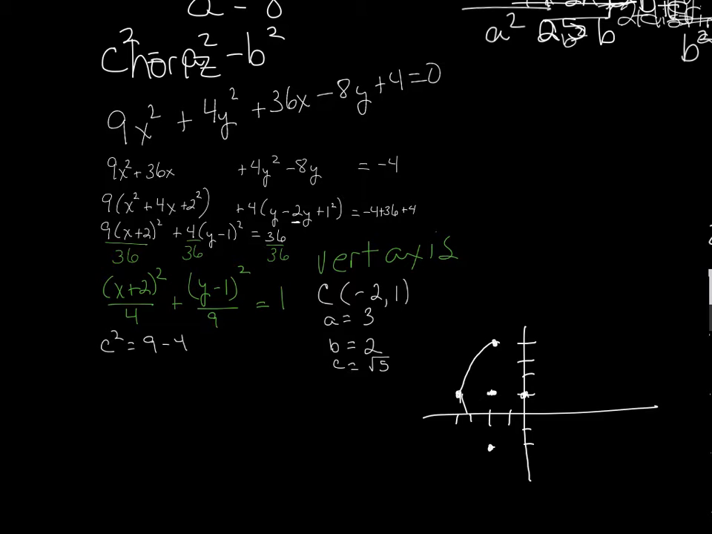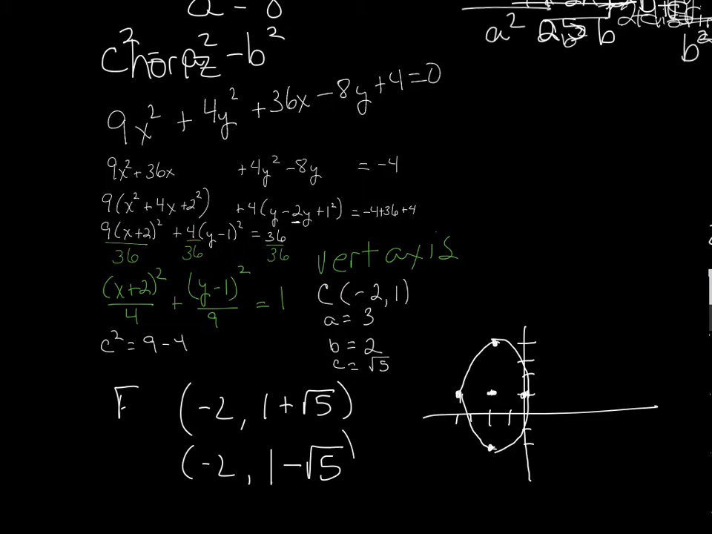So there's your ellipse. Now if we've got to name the foci, we know the -2 is going to stay the same because we're going up and down. So we're going to have 1 plus the square root of 5 and 1 minus the square root of 5 is our foci. That's everything named and the graph of the ellipse.